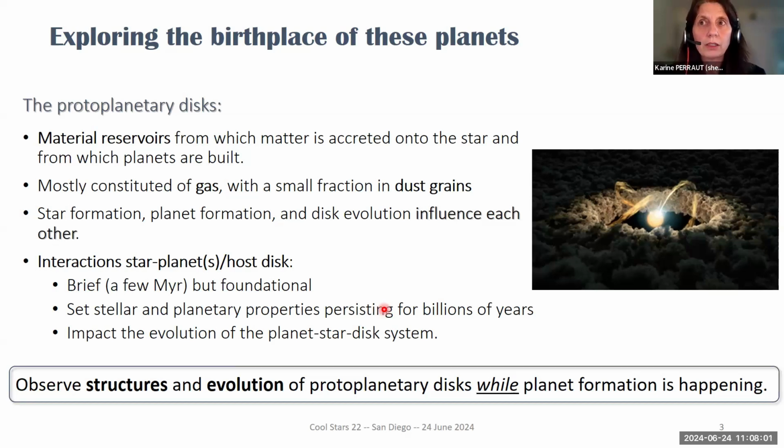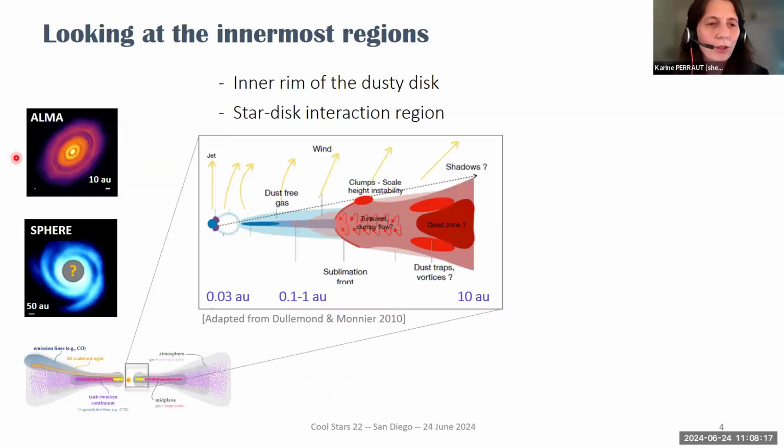And thus, if we would like to understand the formation process, we really need to observe the structures and the evolution of protoplanetary disks while planet formation is happening. So you all know these beautiful images of the outer disk with ALMA or with SPHERE, but what we would like to do is really to zoom in, to look behind the coronagraph of the SPHERE instrument, for instance, to probe the inner rim of the dusty disk, where dust traps or vortices can occur, where micron-sized dust grains grow to pebbles and larger bodies, producing the first building blocks of planets.